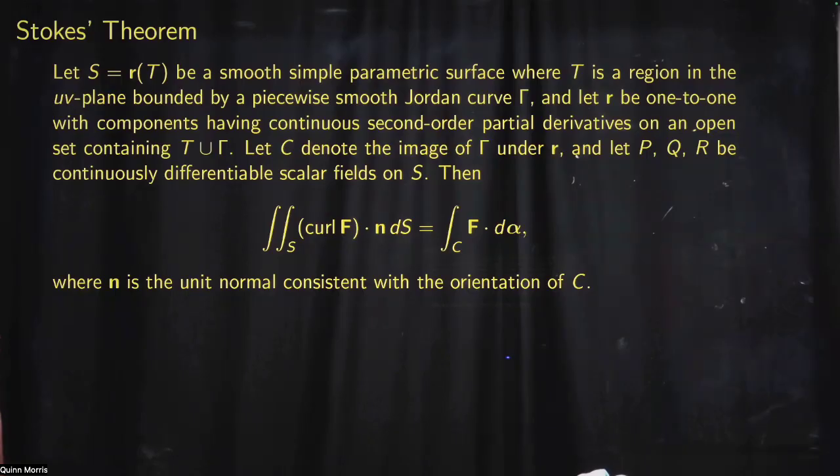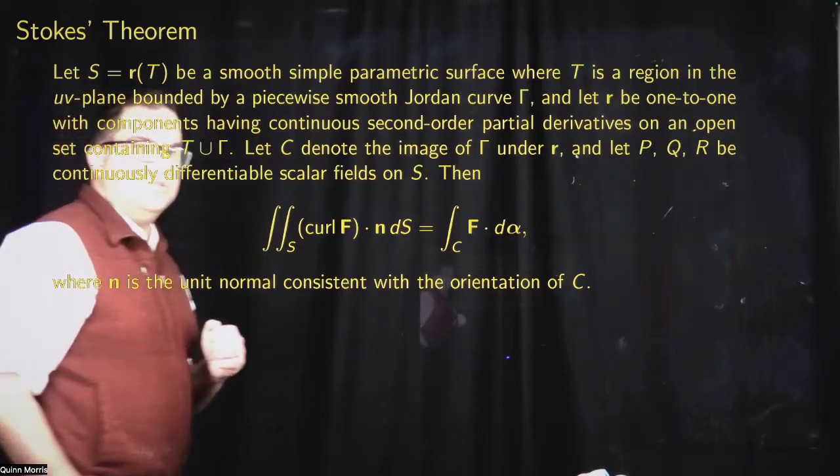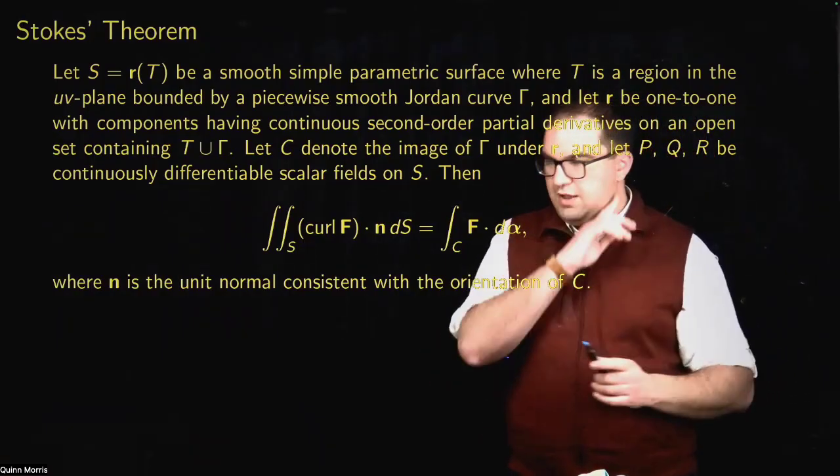Then, if we do that, the surface integral of the curl of F is equal to the line integral of F over the boundary curve C, where n is the unit normal consistent with the orientation of C. And there we mean consistent in terms of the right-hand rule. So you want your unit normal to be the one that when you follow that orientation of C, you get the unit normal that's pointing in the right direction. Okay. So now that we've got this theorem up here, let me draw a picture to help just understand.